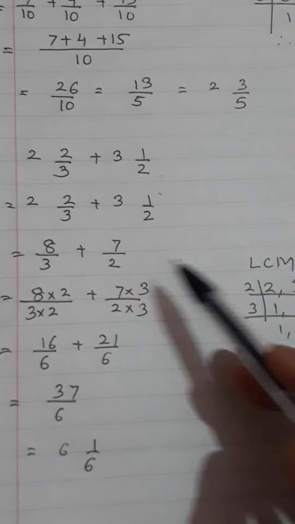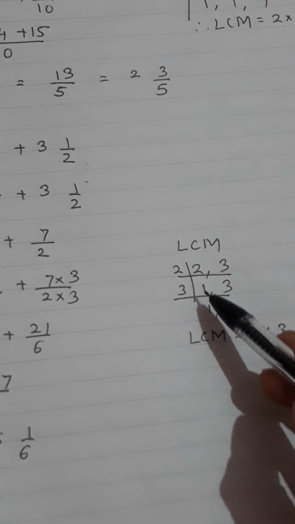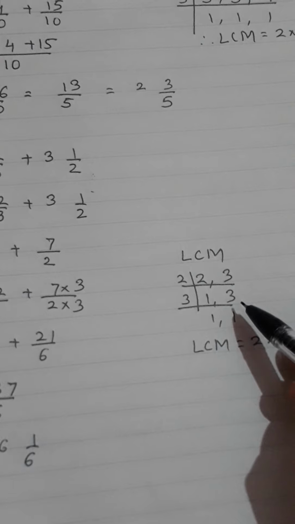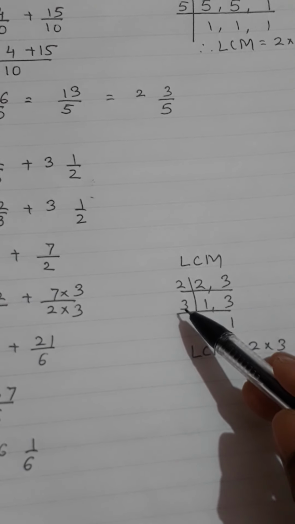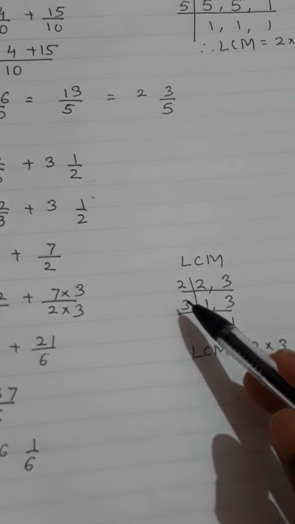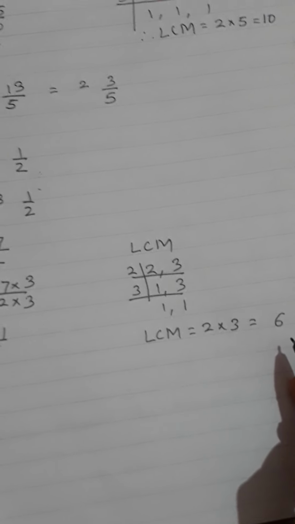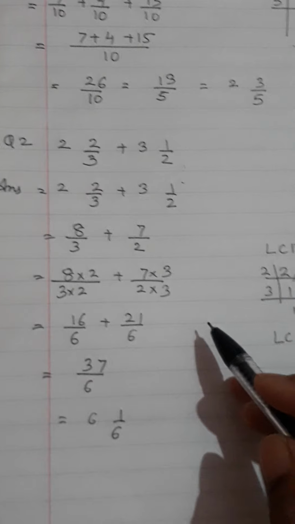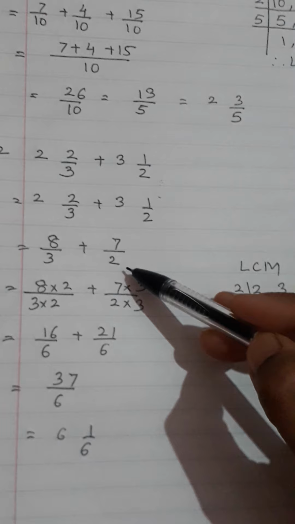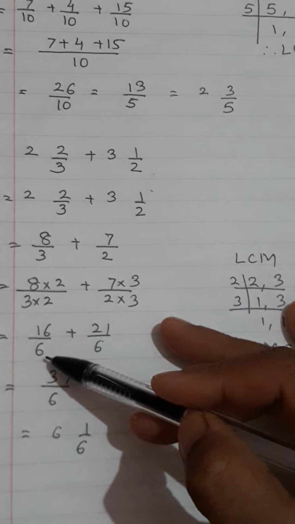Do the LCM method. So here we have the LCM of 2 and 3. Again I divided 2 by 2. So what I got: quotient as 1, and 3 is written as it is because it is not divisible by 2. Now again I divided it by 3. So 1 is as it is and 3 ones are 3. So 2 and 3 will be multiplied and our answer is 6. So 6 is our LCM. So what I do here: 8 by 3 and 7 by 2. So 8 and 3 I multiplied by 2. Why? Because 3 into 2, I will get 6.